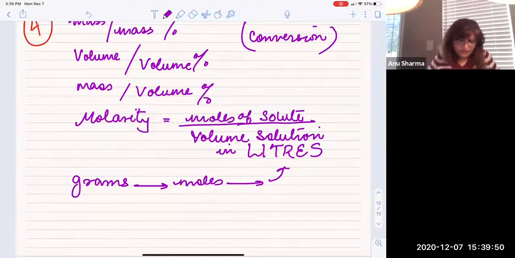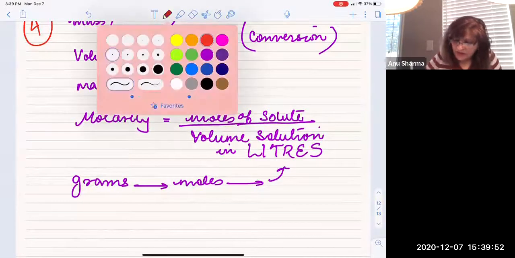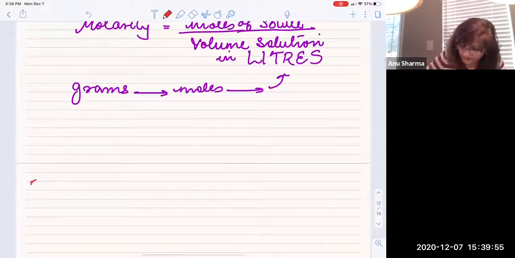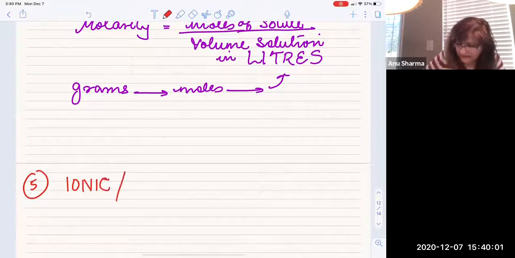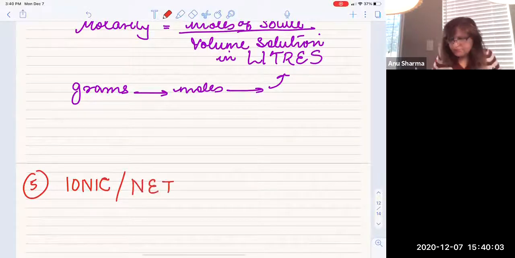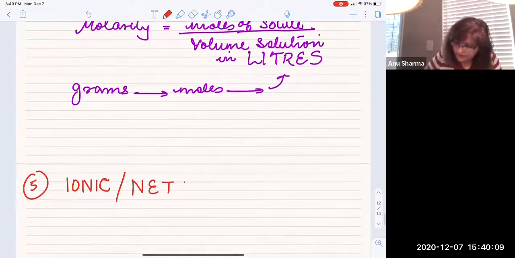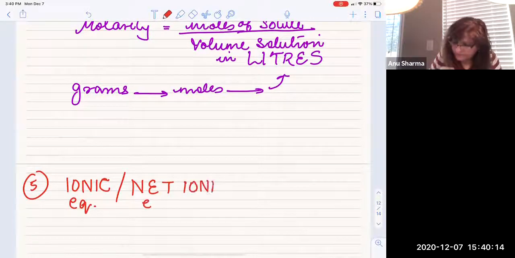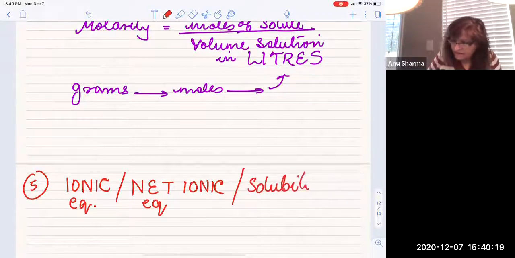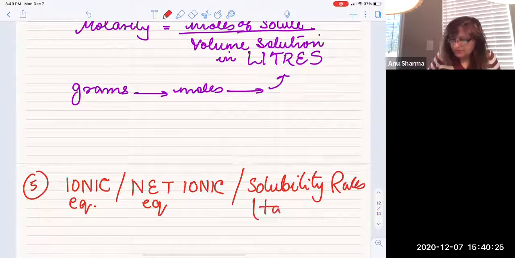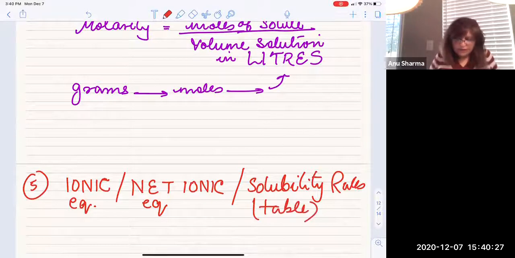Now another thing is ionization. This is also important. Writing the ionic and the net ionic. I know it is a little bit hard, but you need to know the ionic equation and the net ionic equation, and you also need to know the solubility rules. At least know how to use them from the table. Very important.